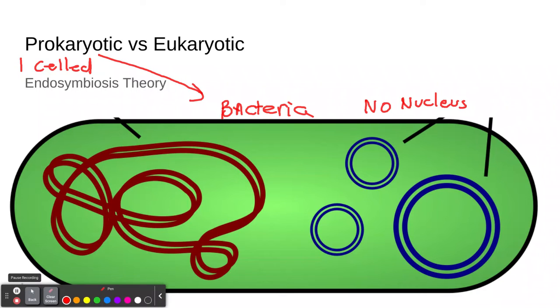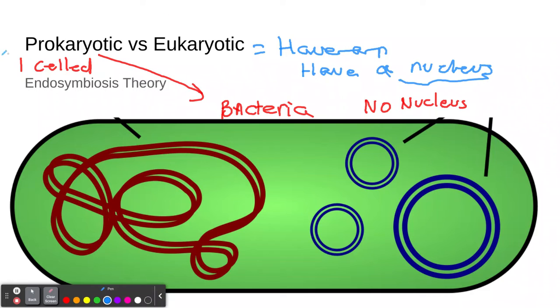So again, with prokaryotic, one cell, all prokaryotics have one cell. Now, eukaryotics can have one cell, like amoeba, but for the most part, they're multicellular. But the key for a eukaryotic: eukaryotic have a nucleus.